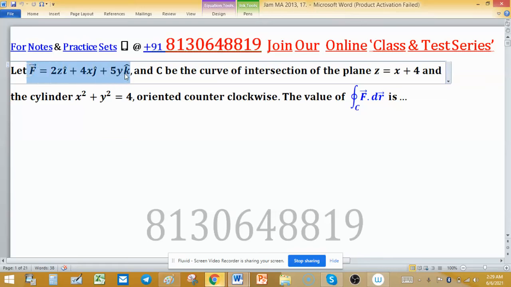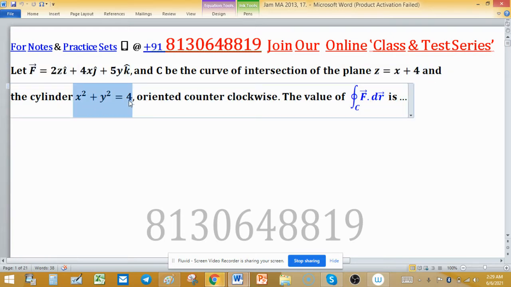Let F be a vector function, and say C is the curve of intersection of the plane z equals x plus 4 and the cylinder x squared plus y squared equals 4, oriented counterclockwise. Then the value of the closed integral of F dot dr is?